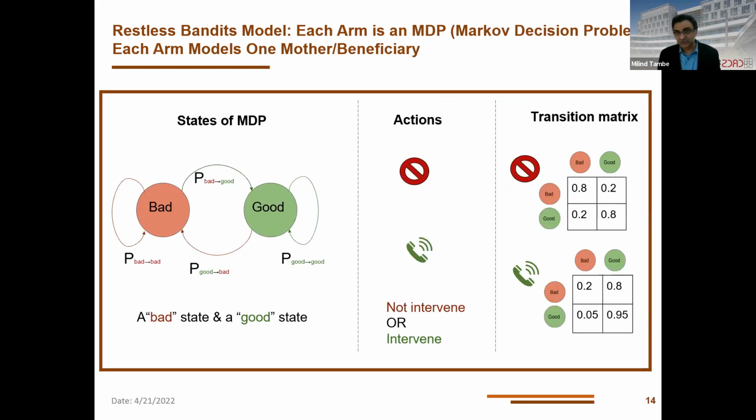For a restless bandit, for those who may not be familiar, each arm is a Markov decision process. Each arm models 1 mother or 1 beneficiary. So a mother might be in a bad state, where she has not listened to a voice message, or a good state, where she has listened to a voice message this week. An action that we have could be to not intervene, not give her a call, or intervene, give her a service call. When we don't intervene, the probability of transitioning from a bad state to a good state may be low, 0.2. When we give her a service call, the probability may grow to 0.8, for example.